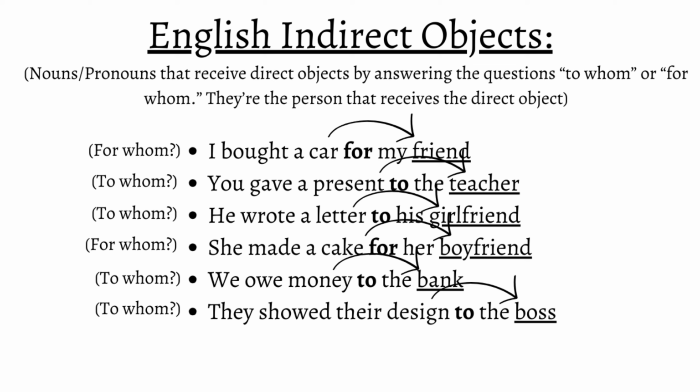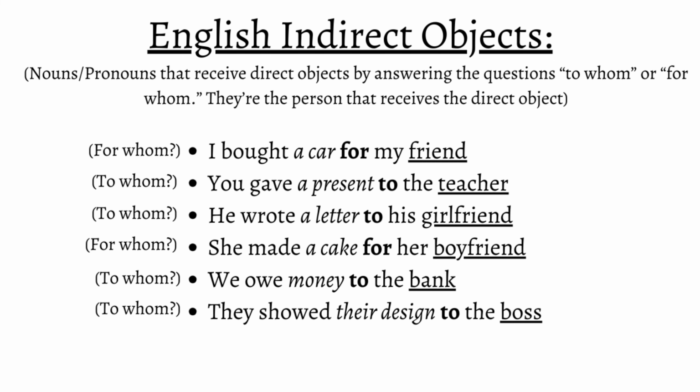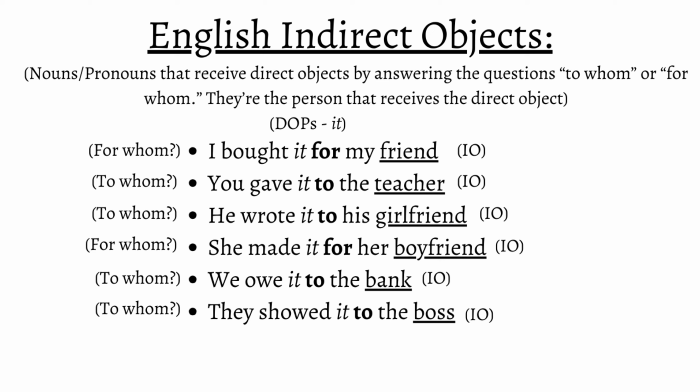While the indirect objects make sense, it's also important to point out the direct objects. The direct objects are all nouns because they all come after the verb. However, they don't necessarily have to be nouns and can instead have the pronoun form, making them simpler to distinguish from the indirect objects that are nouns. I bought it for my friend. You gave it to the teacher. He wrote it to his girlfriend, and so on.